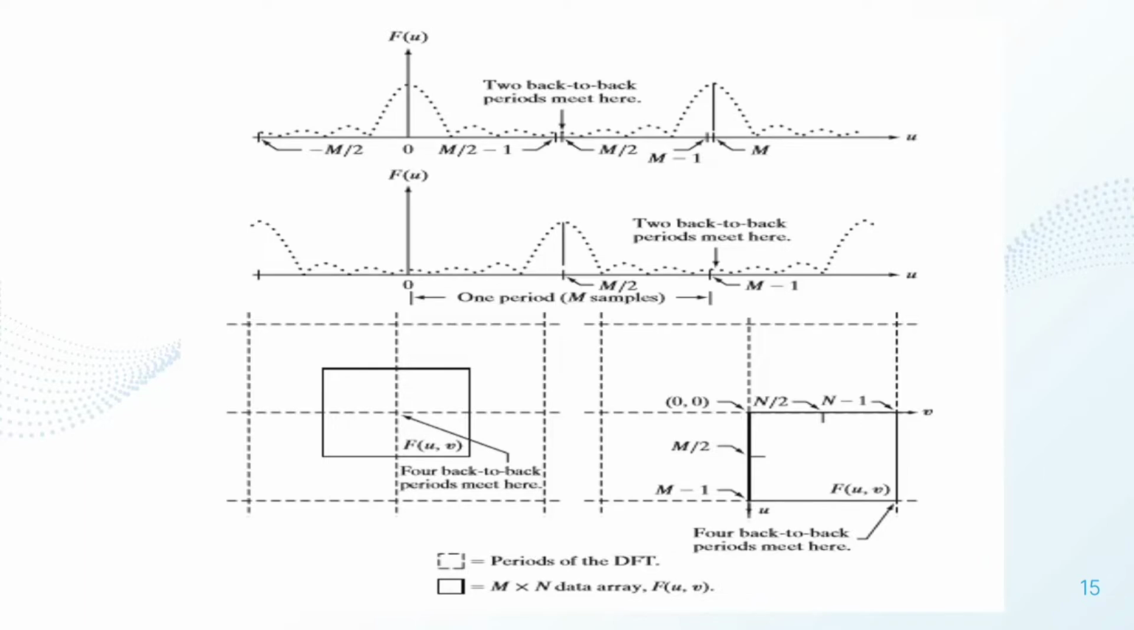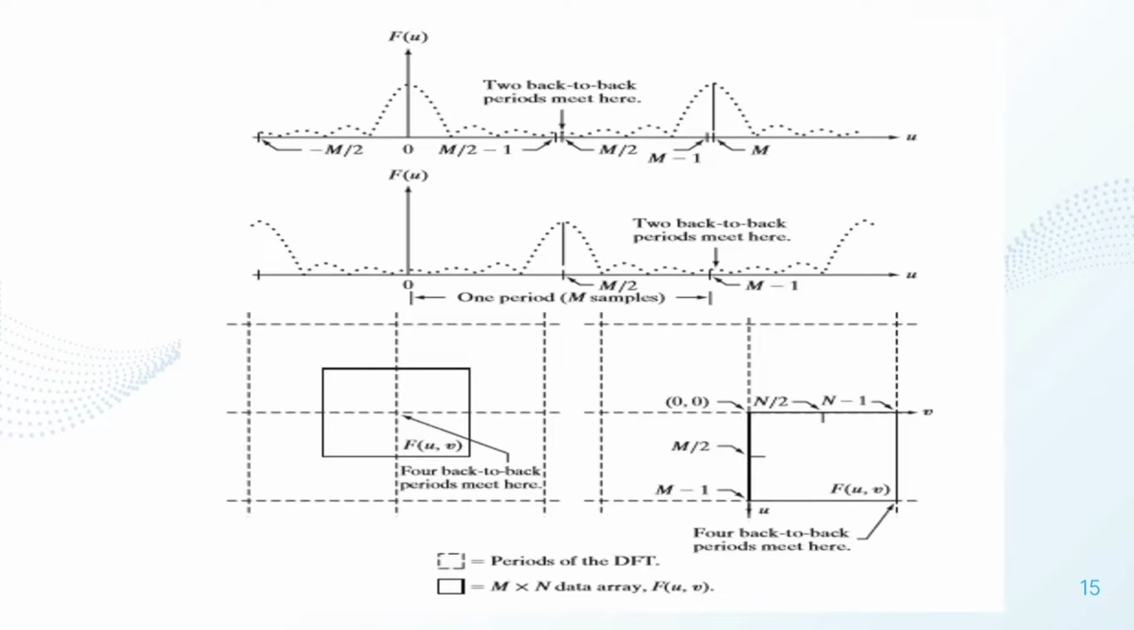That is, multiplying f(x) by (-1)^x shifts the data so that the origin of the spectrum is at the center of the interval 0 to M-1, which corresponds to the second figure as desired.